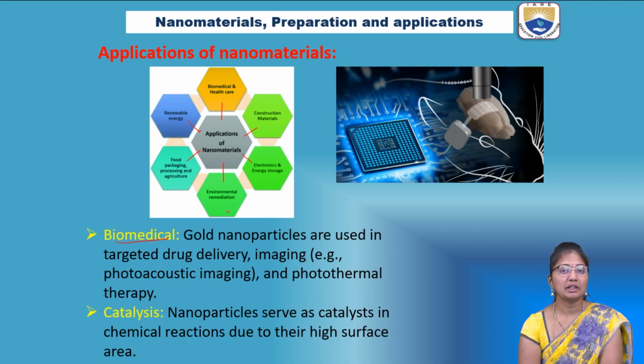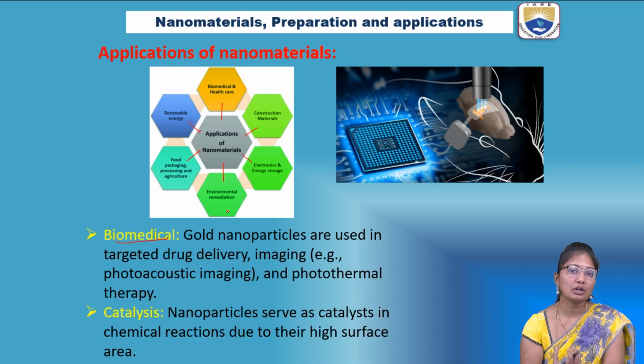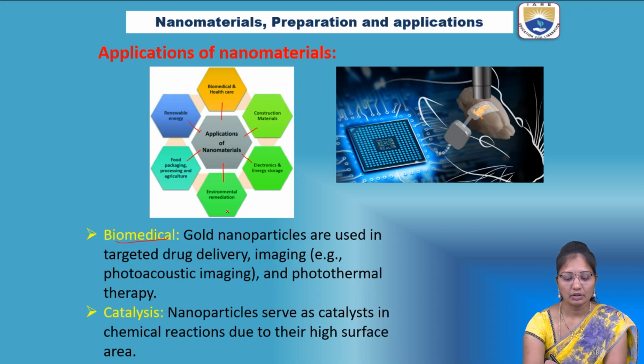Coming to the environmental remediation, to remove the pollutants from the air and water, these nanoparticles are used. Thus, they are applicable in environmental remediation. And coming to the food packaging and agricultural industry, these nanoparticles play a very crucial role. Coming to the renewable energy, to improve the light absorbency in the photovoltaic cells of the solar panels, these nanoparticles are incorporated in order to absorb more light from the sunlight. So they have a wide range of applications in all the fields.